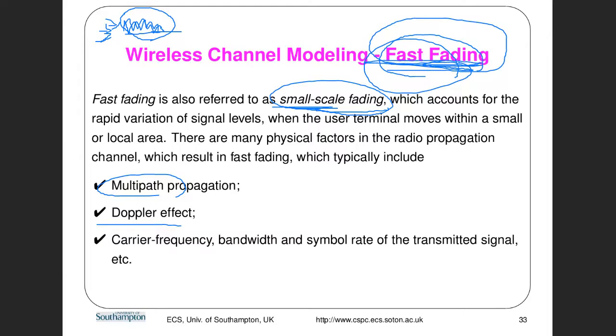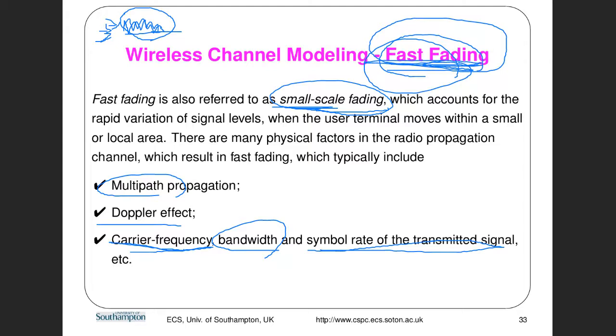Small scale fading is also related to carrier frequency, which is the center frequency of the frequency band that you are using. Bandwidth is an ambiguous definition. Here it means the channel bandwidth, which is the coherent bandwidth of the channel. Symbol rate of the transmitted signal, we can also call it the sampling rate of the transmitted signal, or we just call it the signal bandwidth. They are all interchangeable.